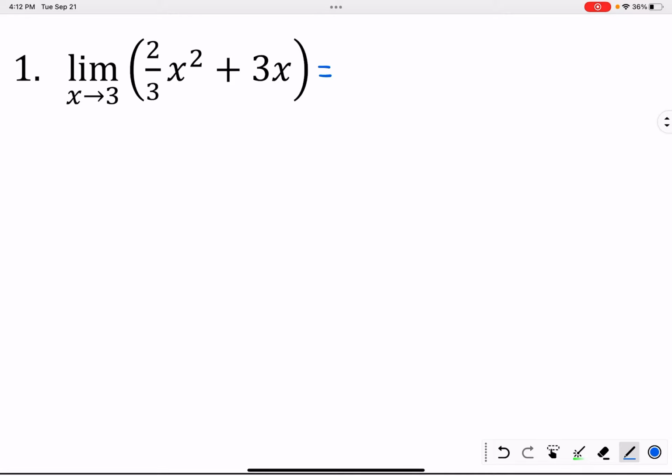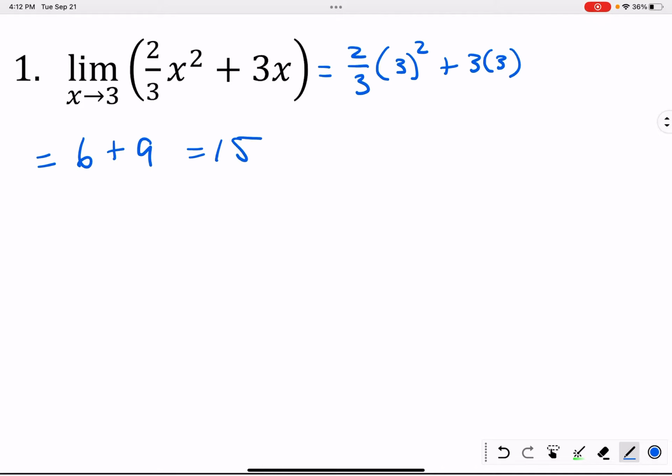So this is going to equal 2/3 times 3 squared plus 3 times 3. And that's going to equal 3 squared is just 9. 9 divided by 3 is going to be 3. And then 3 times 2 is going to be 6. And then 3 times 3, of course, is 9. The limit equals 15. Easy.